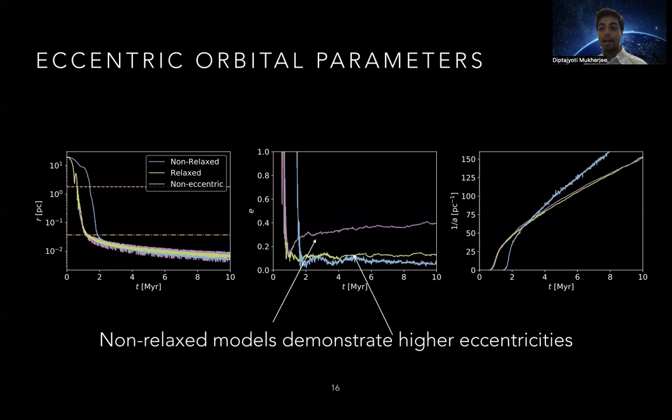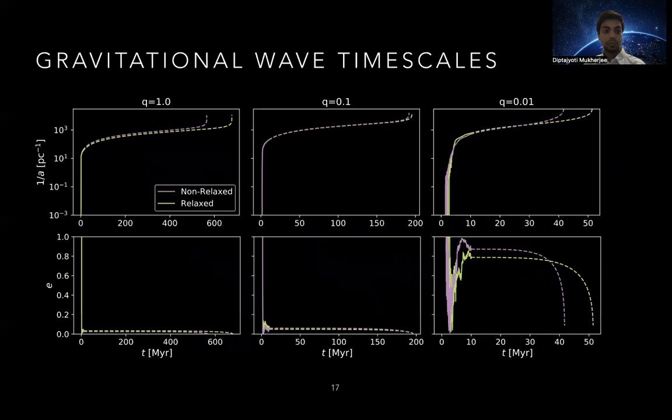And this is because non-relaxed models on average have a lower density than the relaxed models. And we know that dynamical friction tends to circularize. Since dynamical friction is more efficient close to the massive black hole binary, in the relaxed models the dynamical friction circularizes the binary, so the non-relaxed models actually end up with a higher eccentricity.